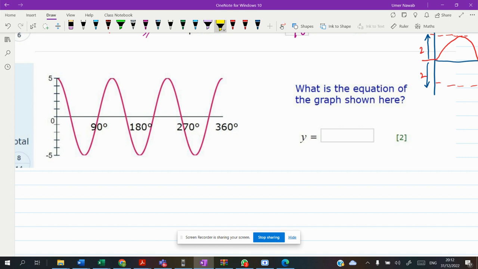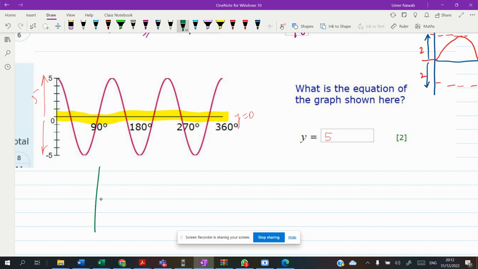Now, when we go to the next question, you can see the period very easily. But the best thing is, first, where is the central line? The central line is the x-axis. So it is y equal to 0. How much has he gone up? 5 units up and 5 units down. So my amplitude is 5.